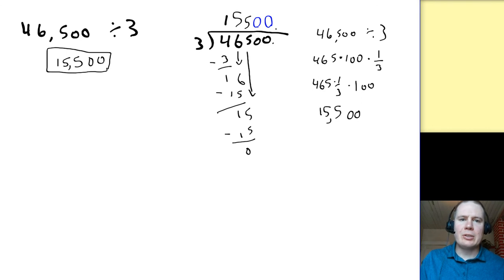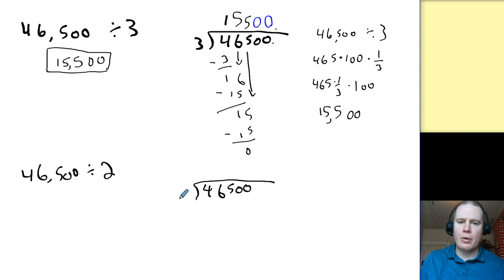Now, a similar looking problem that you might even think is easier, because 2 is a smaller number than 3. Maybe you know your multiples of 2 better than you know your multiples of 3. This is actually going to be a little more interesting. 2 goes into 4 2 times, no remainder. 2 goes into 6 3 times, no remainder. Move to the 5. 2 goes into 5 2 times.